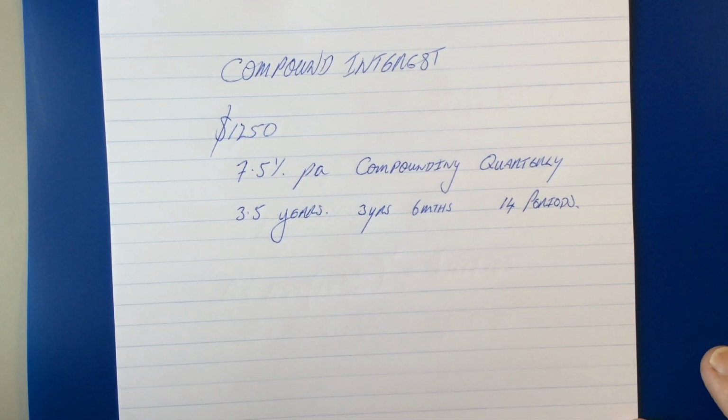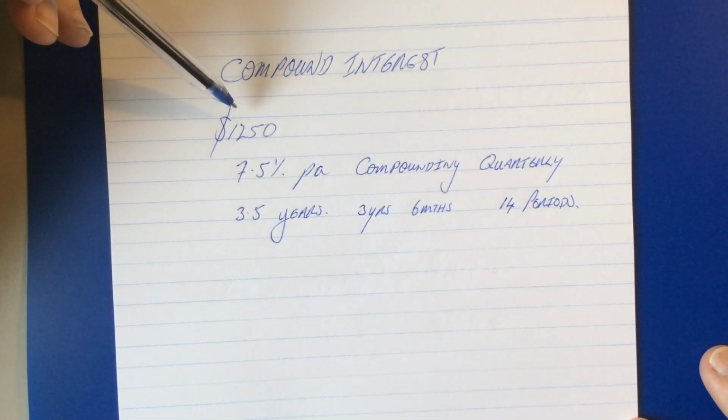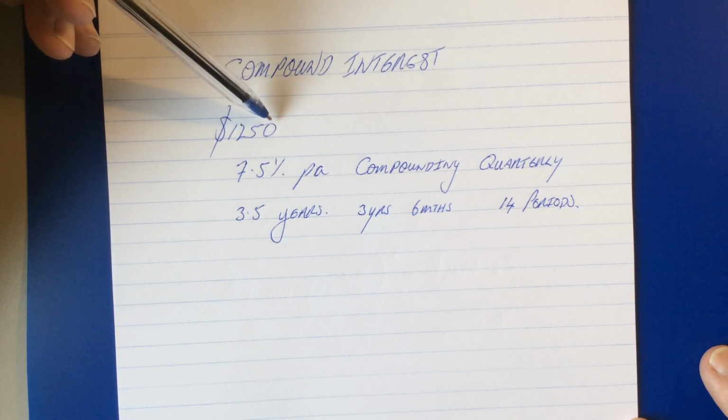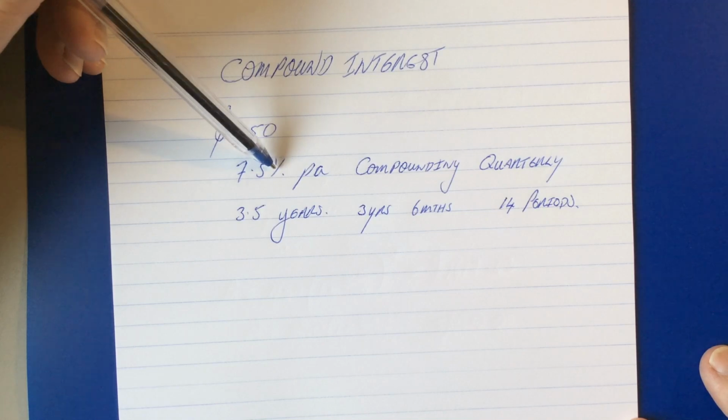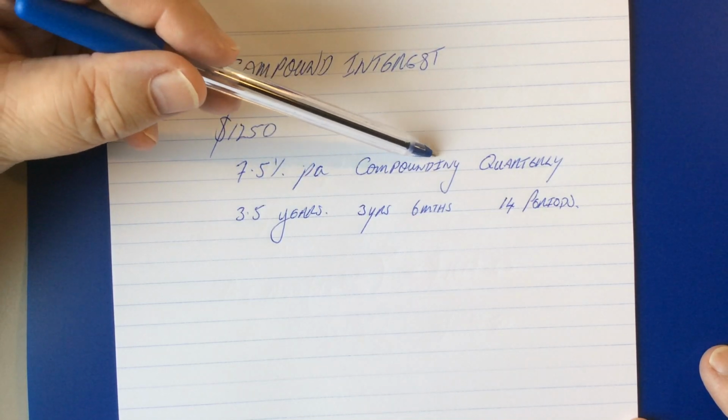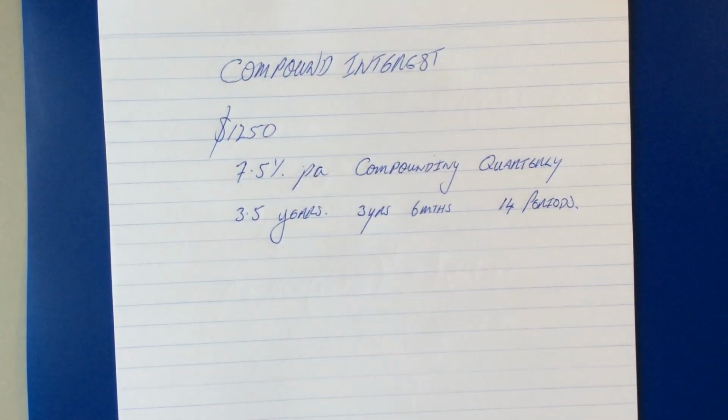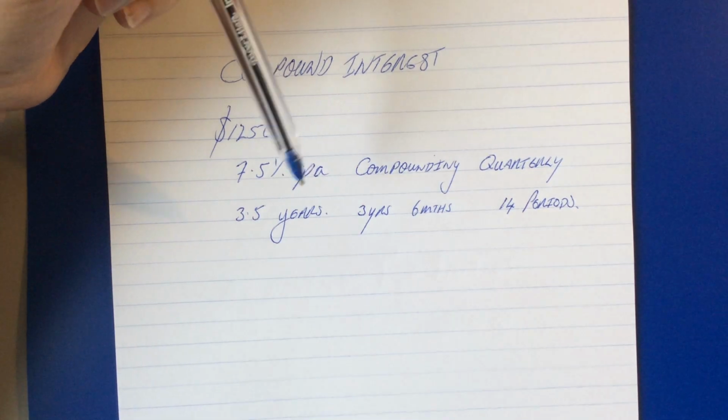Hi, I'm an old guy and I do maths, and we're looking at yet another compound interest problem. In this case, we've got a sum that you might be familiar with, $1,250. We're investing it at 7.5% per annum, compounding quarterly, so this differs from other videos in this series, which have included 6-monthly and yearly compounding periods.